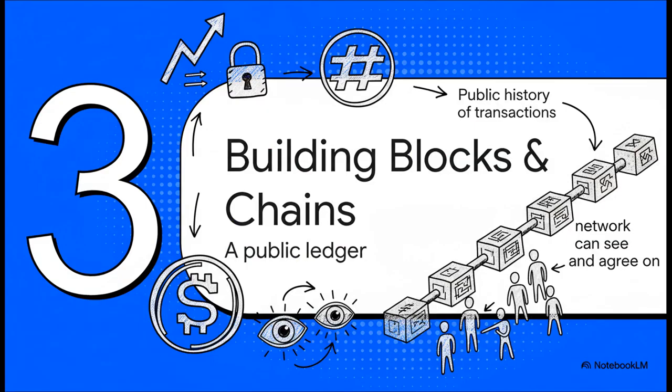So we've got our tools, right? Hashes for integrity, digital signatures for ownership. Now let's start building. Let's see how these are used to construct an unchangeable public history of all transactions, a ledger that everyone on the network can agree on.